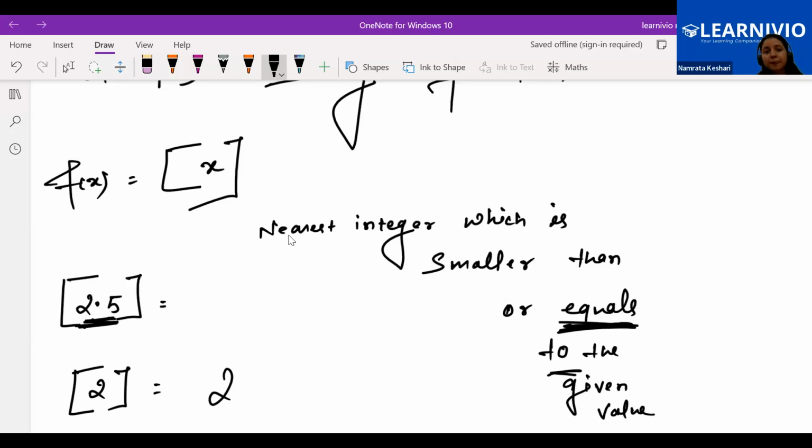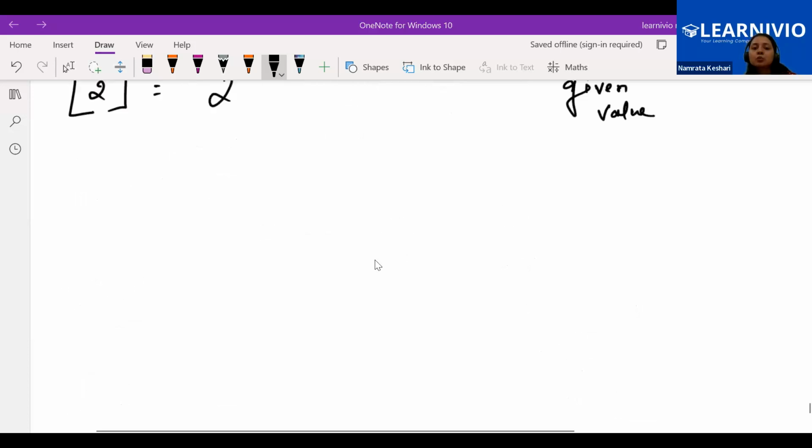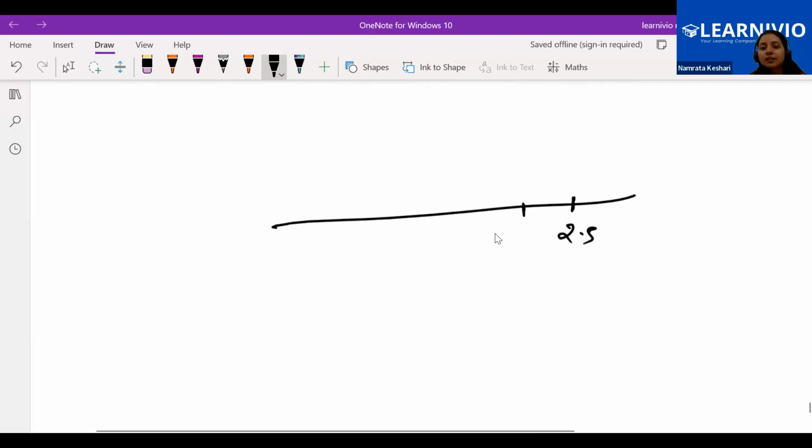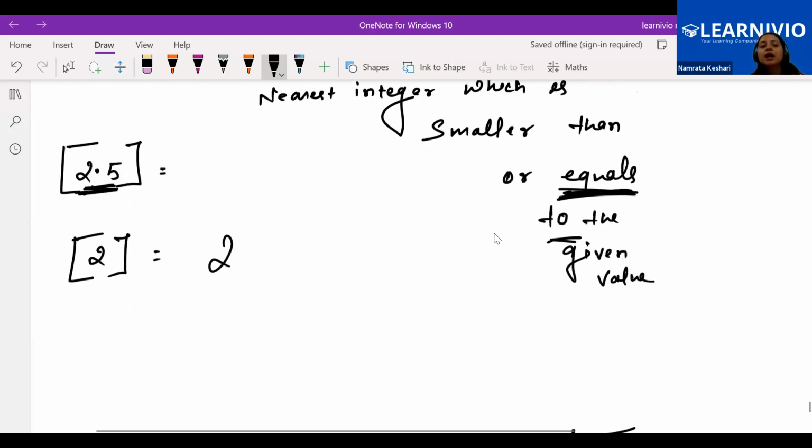Ali and Alina. Exactly. The first integer near 2.5 which is smaller than it, as I have written, is 2. So 2 will be the answer.